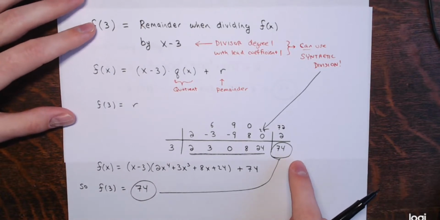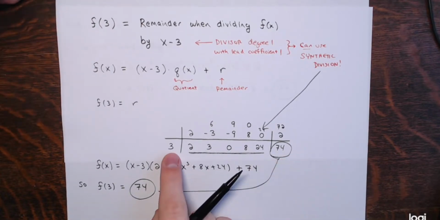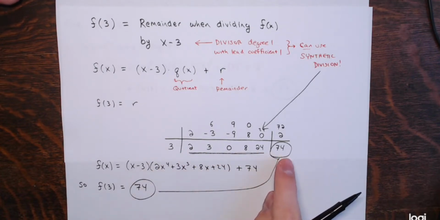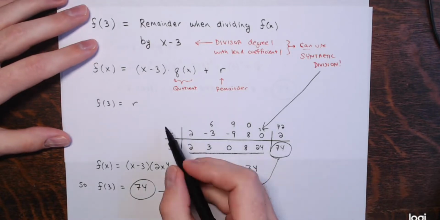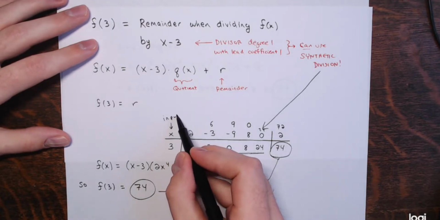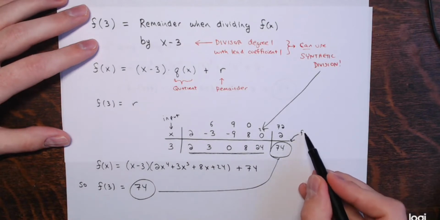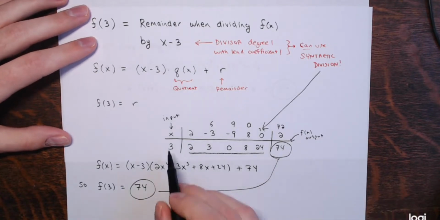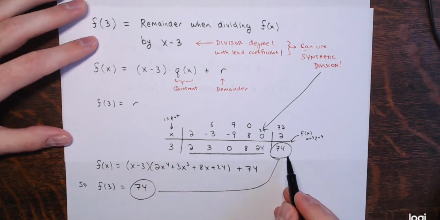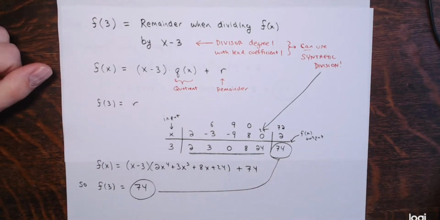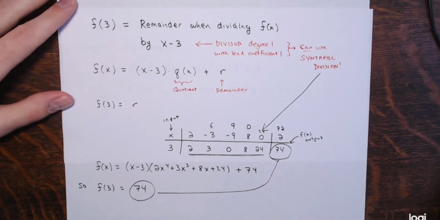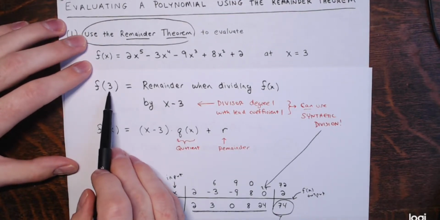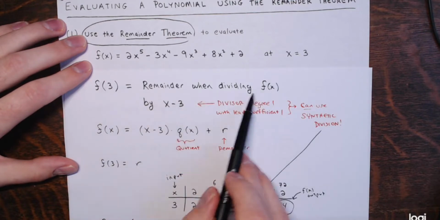And the nice thing about this is now, when you're given a polynomial, you can set up the synthetic division symbol, and you basically have an input-output table. Input over here, and whatever is over here is the output. Whatever's in the remainder spot is the output for that input. I plug in 3, I get an output of 74. That's what the remainder theorem states. The value of a polynomial function at some input is just the remainder when dividing that polynomial by x minus that input.